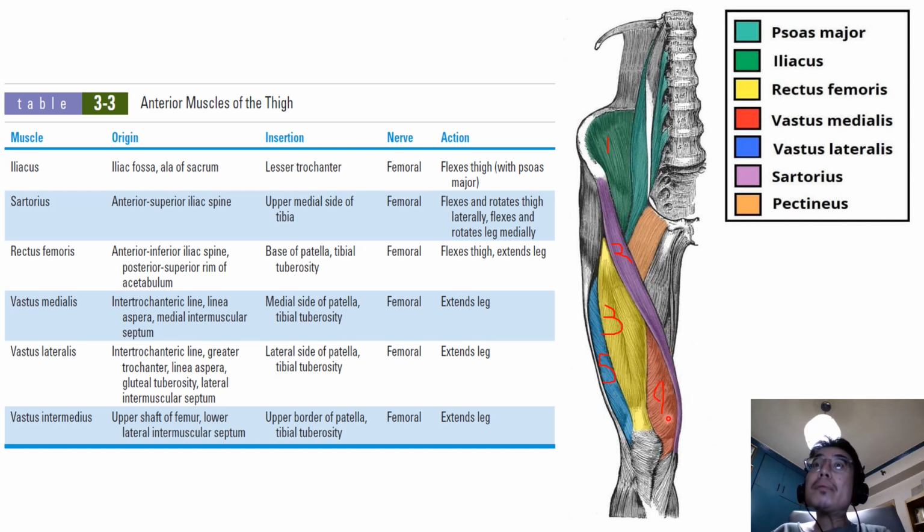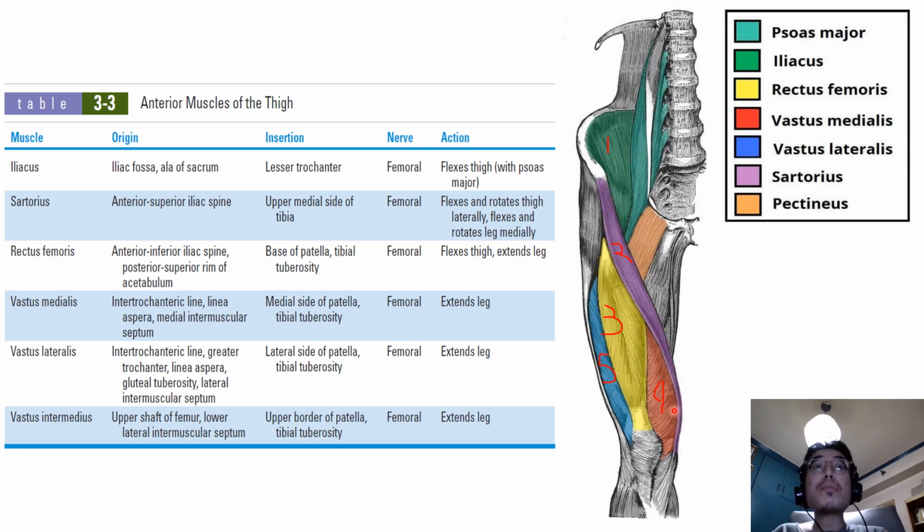Our fourth muscle, here in carnation red, is the vastus medialis. As the name implies, it's located medially, and its origin is the intertrochanteric line, the linea aspera, and the medial intermuscular septum. The vastus medialis inserts into the medial side of the patella, as well as the tibial tuberosity. Innervated by the femoral nerve, it acts to extend the leg.